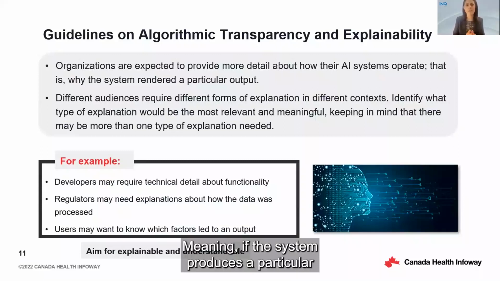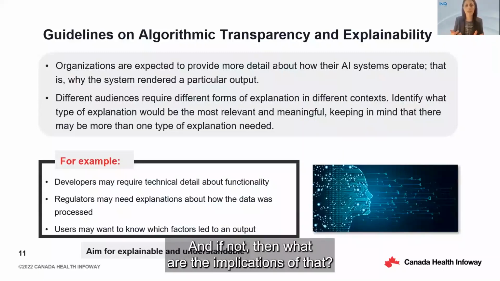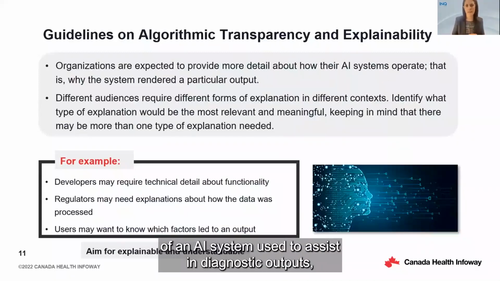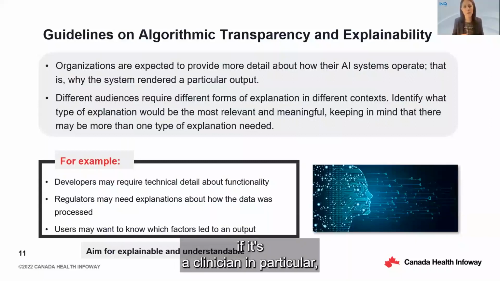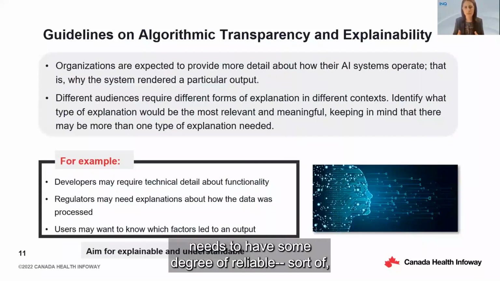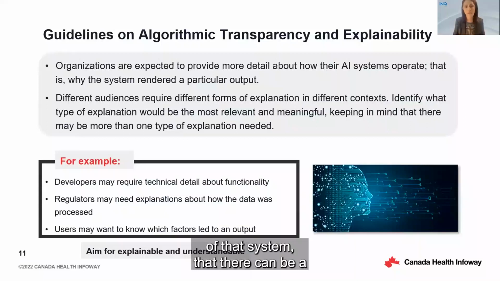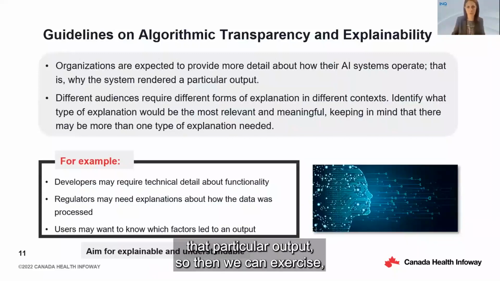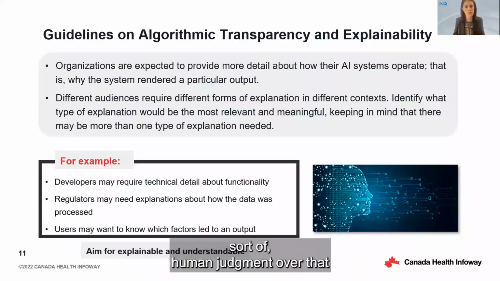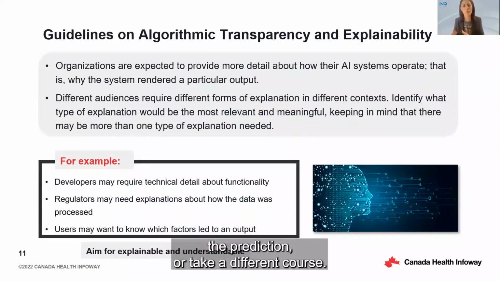Meaning, if the system produces a particular prediction, is it understandable why the system produced that particular prediction? And if not, then what are the implications of that? So we see this in the context, for instance, of an AI system used to assist in diagnostic processes, where whoever is on the receiving end of the output, if it's a clinician in particular, needs to have some degree of trust in the output of the system, and where there can be a challenge of that system and some kind of meaningful explanation about what happened to render that particular output, so then we can exercise human judgment over that output and decide whether we want to follow the prediction or take a different course.